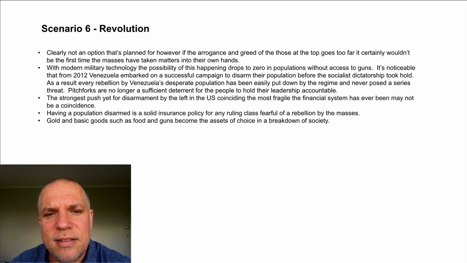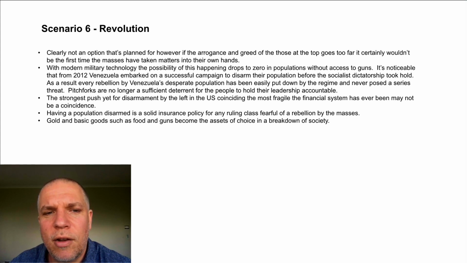I do notice this constant push for disarmament at the moment, and it concerns me that this push for getting rid of the guns in the population in the US is happening now, at a time when the financial system is the most fragile it's ever been. I don't think it's a coincidence. I do think the ruling class would be keen that this option gets taken off the table. If the population is disarmed, then with today's military technology, revolution is completely off the table.